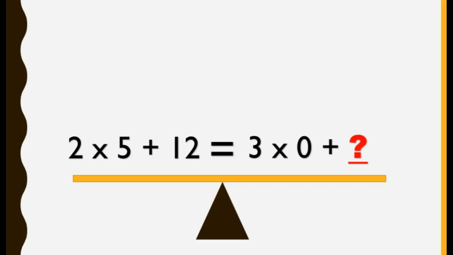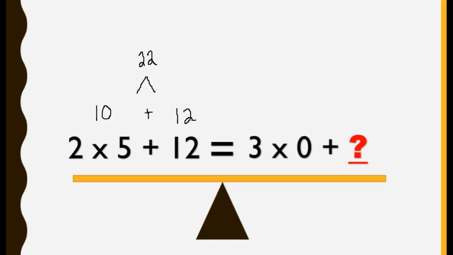What about this one? Whenever you have mixed signs like this, multiplication and addition, you want to start at the beginning and do the multiplication first. So you would say 2 times 5 is 10 plus 12 would be 22.